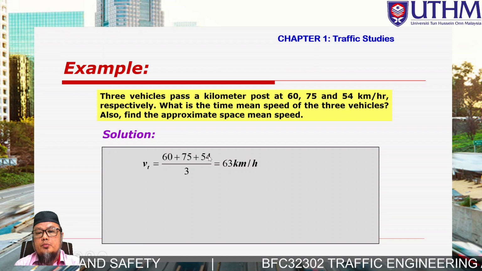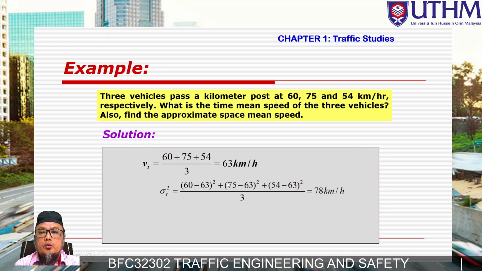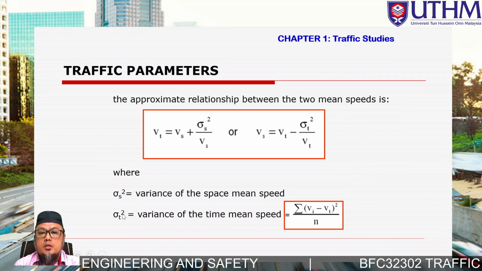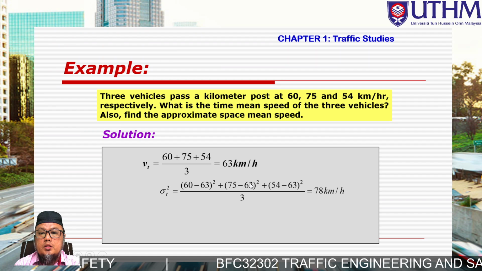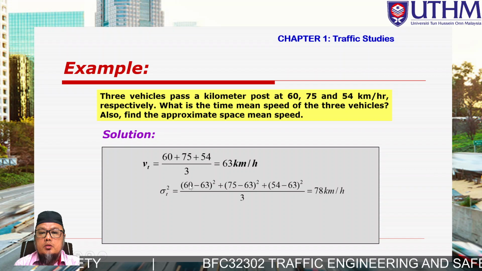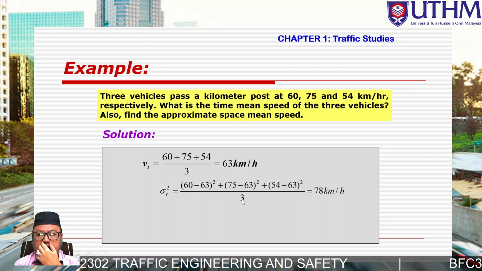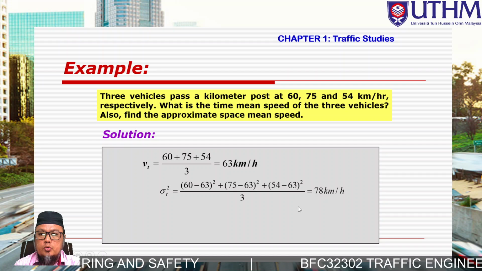Okay, next, to determine space mean speed, we have to use Vt, because in the space mean speed formula we have to determine sigma square t. Here we have to determine sigma square t, because we already obtained Vt. So here Vi is the individual speed. We do the summation of all individual speeds, each deducted by the average speed Vt, divided by 3, and we obtain 78 km per hour for sigma square. So here the value represents sigma square, no need to square anymore, because this value is already squared.